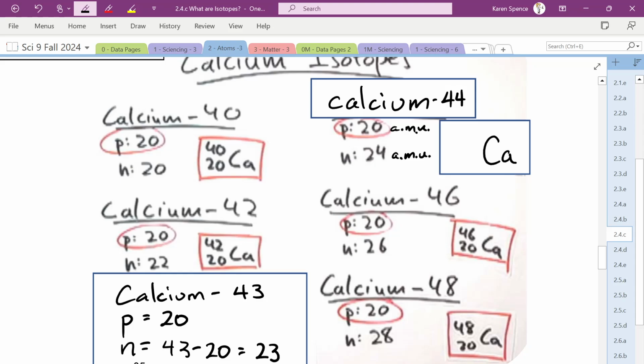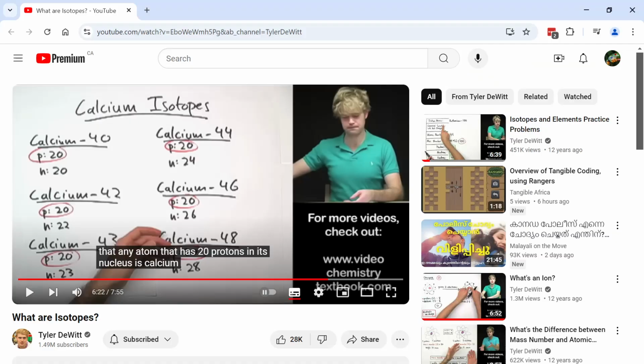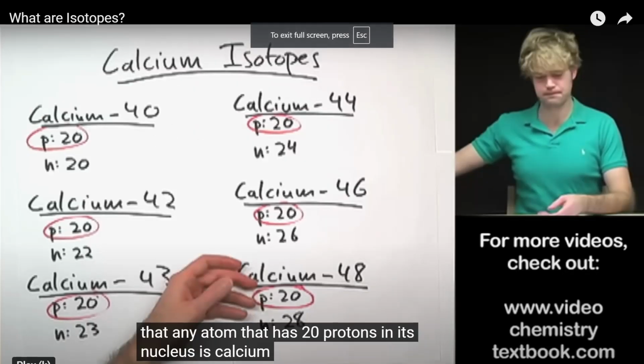And we would write its symbol, calcium. Where does the 20 go? Top or bottom? Bottom. And where does the 44 go? Top. And where does the 24 go? Nowhere. 24 does not go in the symbol. We don't write the neutrons in the symbol. Okay?